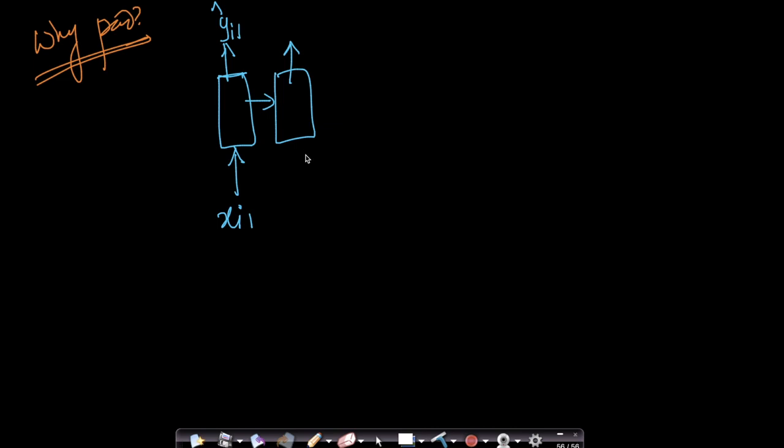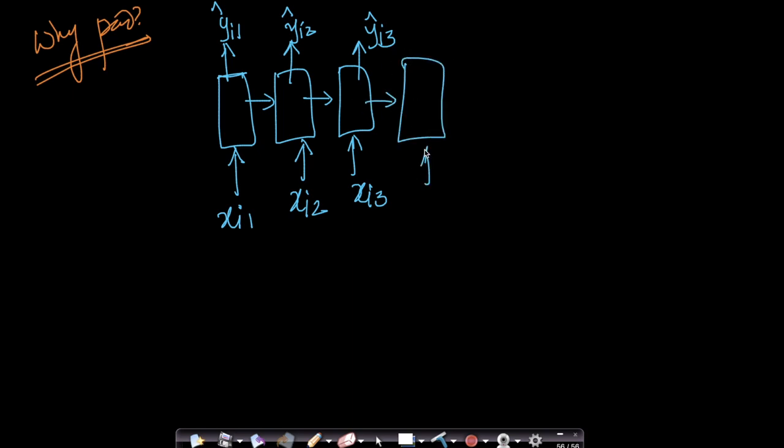This is my simple LSTM, with xi2 and yi2 hat, xi3 and yi3 hat, xi4 and yi4 hat, and so on and so forth. So in this, let's take our inputs. Let's assume I have three inputs, and let's take the case without padding.